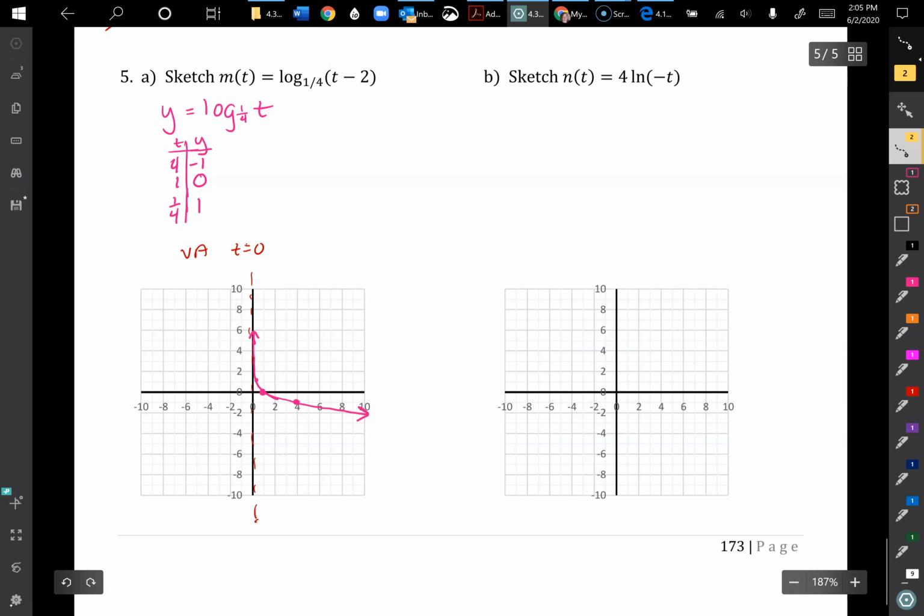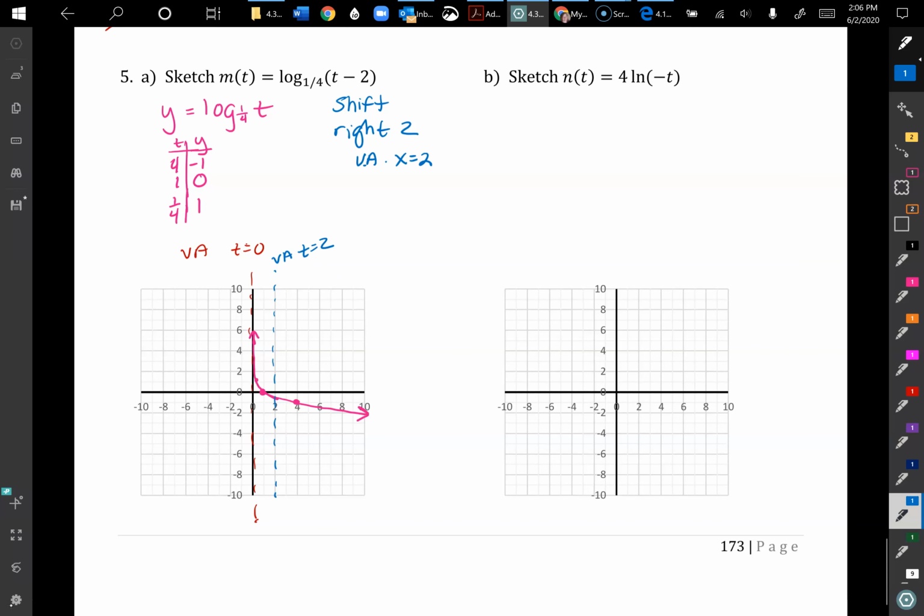Now I know I have a shift right here. So this is a shift right 2. And so that means my vertical asymptote is now going to be at t equals 2. So I'm going to make a dashed line here, and now I have the vertical asymptote at t equals 2. And then I want to plot my points. So all these are just going to move over 2 units.